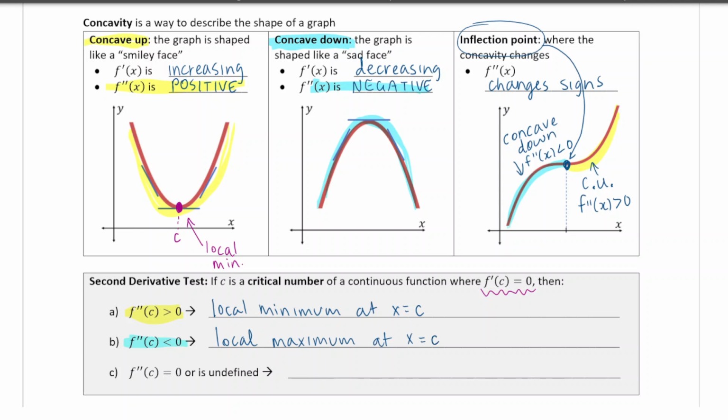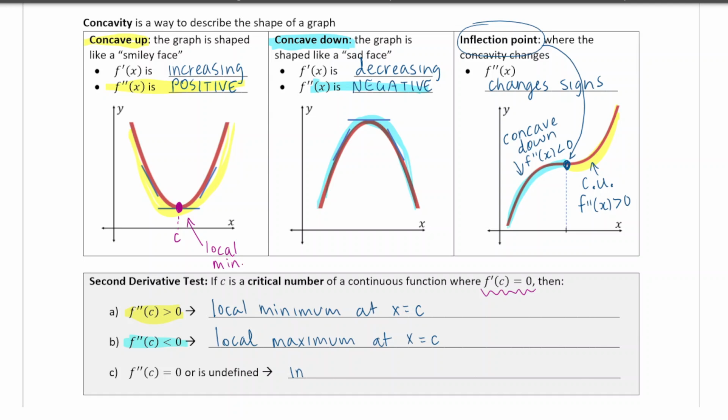I would recommend not memorizing this and more trying to work towards understanding this so that you can just recreate these kind of pictures on your assessments. And then finally, if you have a place where the second derivative is 0 or undefined, you have to do some more testing. So you will have to then use like the first derivative test, for example.